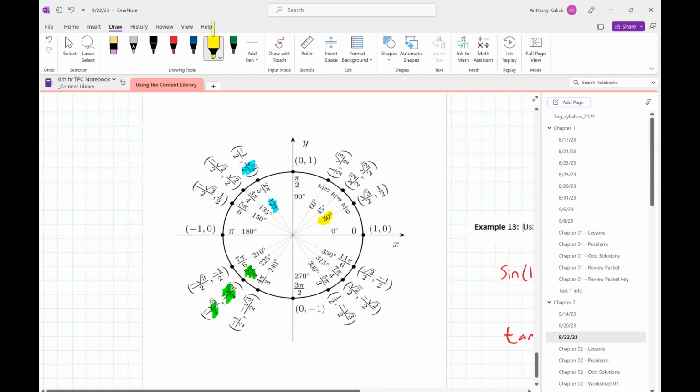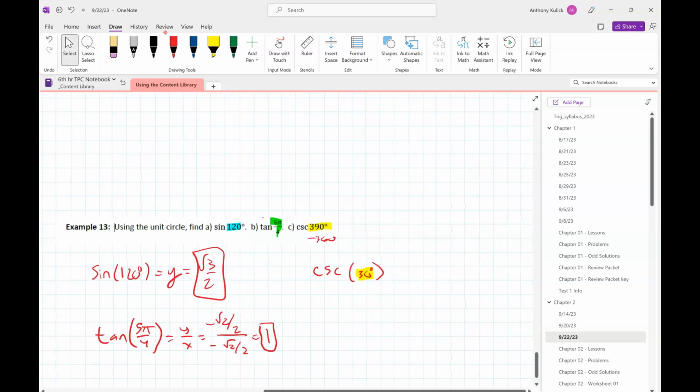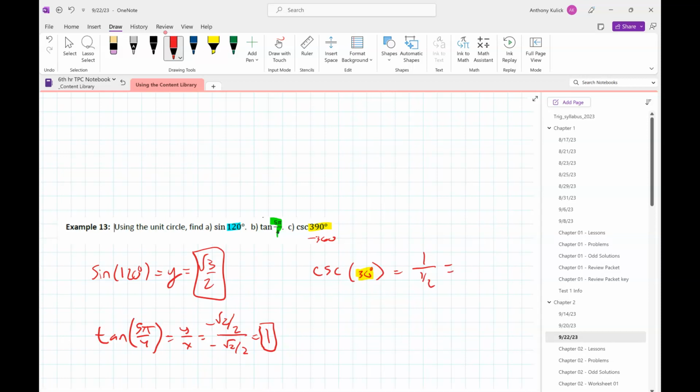Okay, there we go. And I remember cosecant is 1 over y. So I have 1 over 1/2. How does that simplify down to? Right? 1 over 1/2 is the reciprocal of 1/2. Just 2. And we're done.